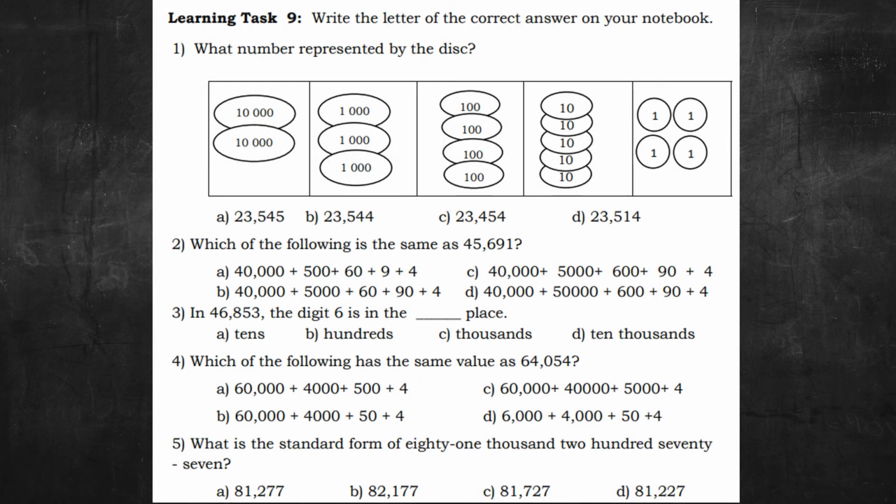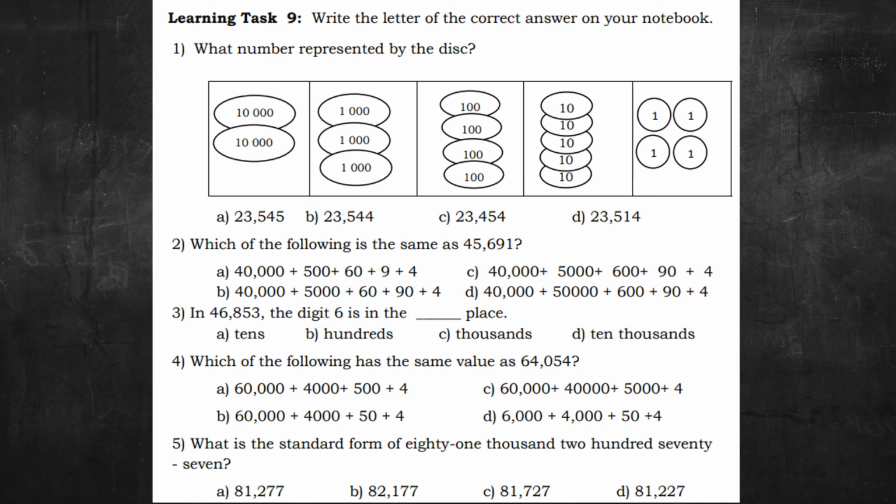To visualize and represent numbers up to 100,000, we have to separate or group by 10,000s, 1,000s, hundreds, tens, and ones of a number. One way to represent the number is using discs and blocks. The value of a digit is determined by the place value it occupies. The place value of a digit in numbers up to 100,000 is based on the place value chart starting from the right: ones, tens, hundreds, thousands, 10,000s, and 100,000s.